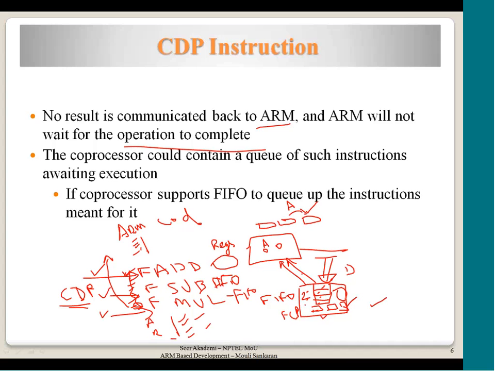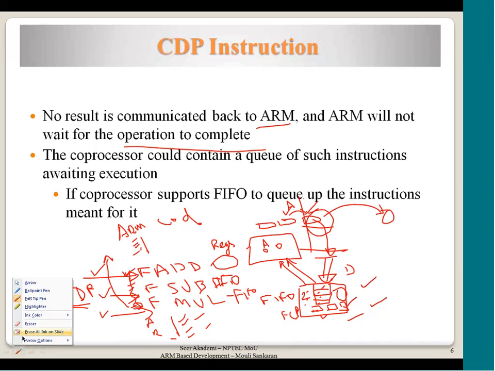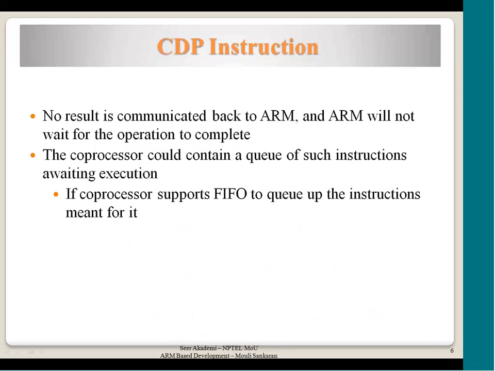But what happens if the FIFO becomes full and still the coprocessor is not able to accept any more instructions? Then the ARM has to wait, because once the instruction is not accepted by the coprocessor, if ARM continues with executing the next instruction, this one is lost. So it should be either accepted by the coprocessor or the exception handler should be called. If any one of these conditions is true, only then will the ARM continue with the execution. So there is a FIFO possible.